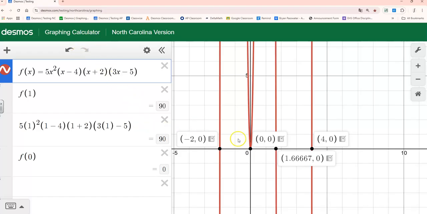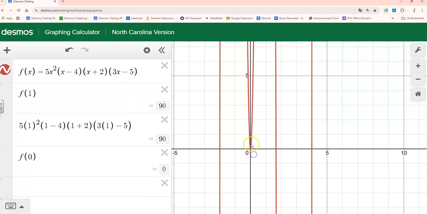They match the factors. They're just opposite signs, right? Also notice something right here. What type of 0 do we have right here at 0? What's different about that one than the other 3 when we're looking at the graph? It's a bounce, right? It just barely touches and goes back up. So this one is a double root, right? It counts twice as a multiplicity of 2.